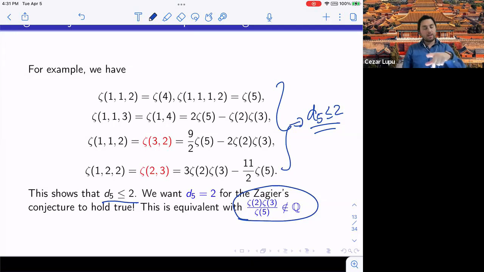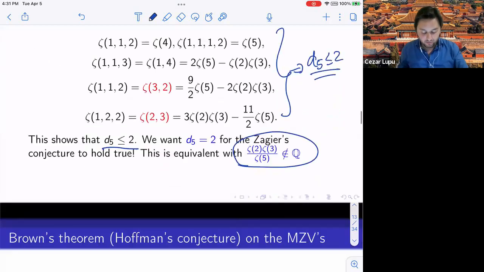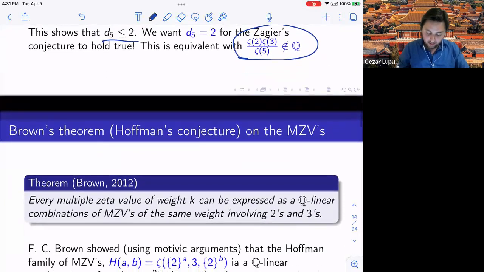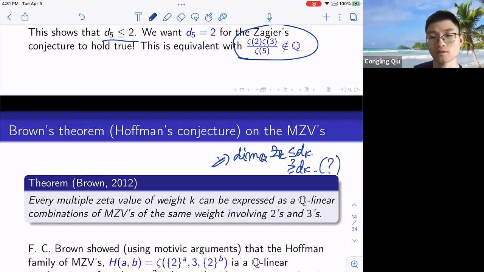Okay, that's actually a good point that you brought up, because Brown's theorem will give you the upper bound, right? So from Brown's theorem, the dimension of Zk is less than or equal to Dk. But you want equality, which we don't know. And also this is how Zagier's conjecture came about, right? Because there's T to the power, T to the 3's power. So 2 and 3 appear because you have there 2 and there 3, right?